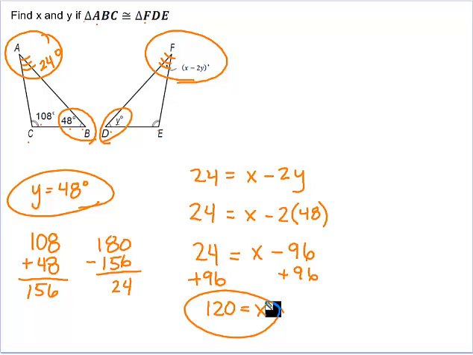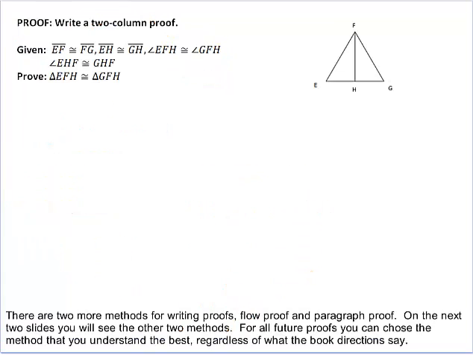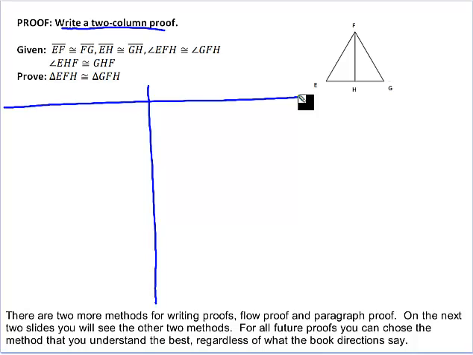We're also going to be starting to do some proofs. Proofs mean that we have to justify each step along the way. So there are three types of proofs we can do. We can do two-column proofs, we can do flow proofs, and we can do paragraph proofs. So I'm going to show you this proof done in all three ways. The first way is we're going to do a two-column proof. Two-column proofs means that we have two columns. We have a statement column, and then we have a reason column.